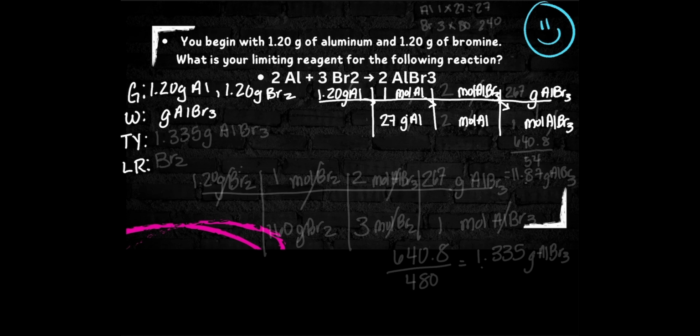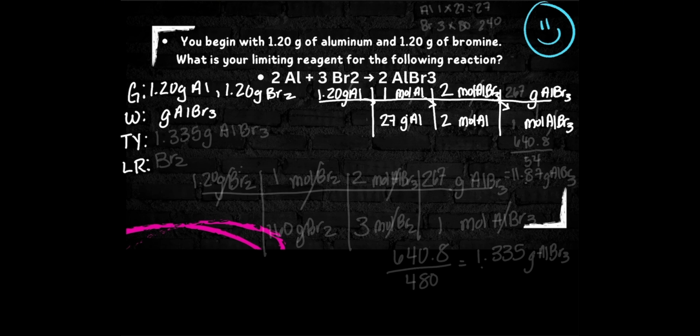Anytime I have mole over mole, my moles will be filled in by looking at the coefficient from our balanced equation. So the coefficient in front of AlBr3 is 2. So that lets me know that I have 2 moles of AlBr3. And then my coefficient in front of Al is 2. So that is what I'm going to plug in for my moles.